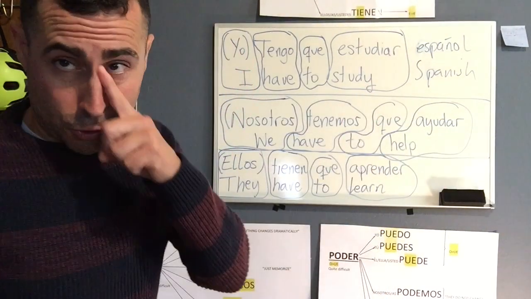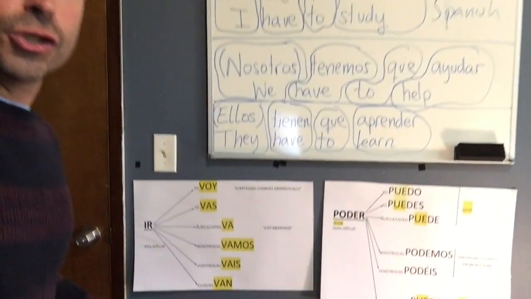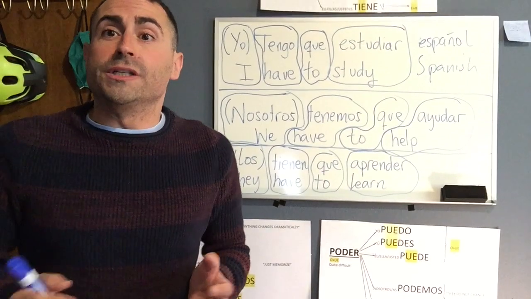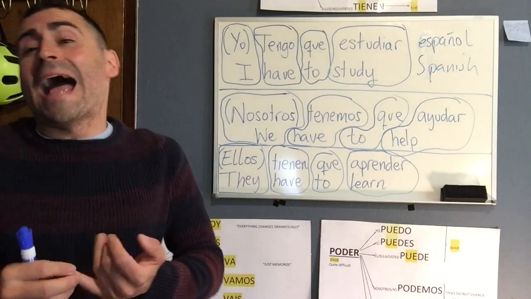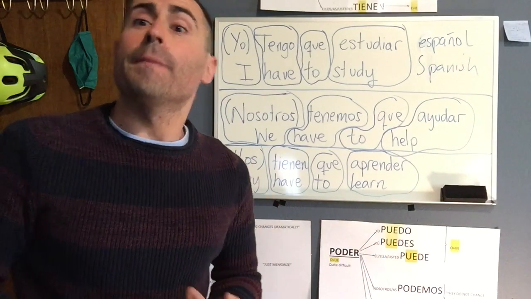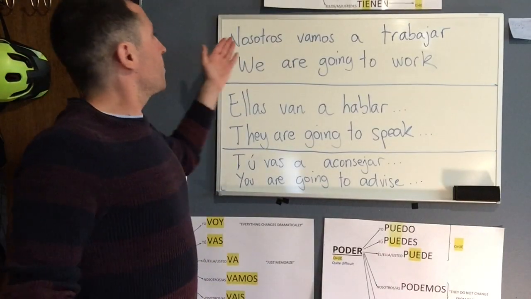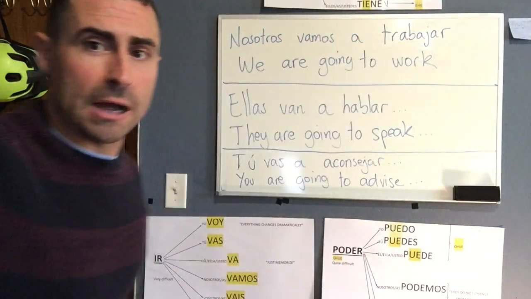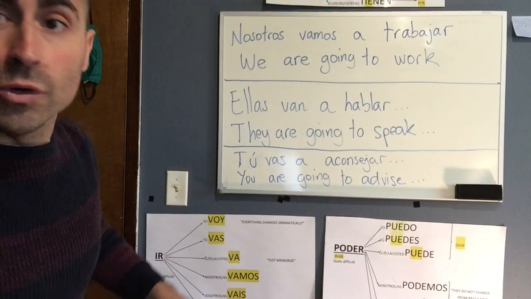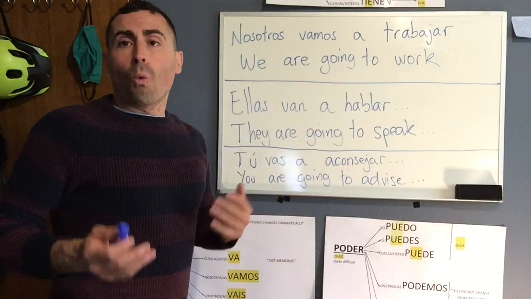From this construction. Okay. Now, I'm going to teach you how to build sentences with ir a más infinitivo, which is yo voy a estudiar, which is I am going to study, or she's going to learn, ella va a aprender. Okay, so the first example is going to be nosotros vamos a trabajar. You can see here, nosotros vamos a trabajar, which means we are going to work.